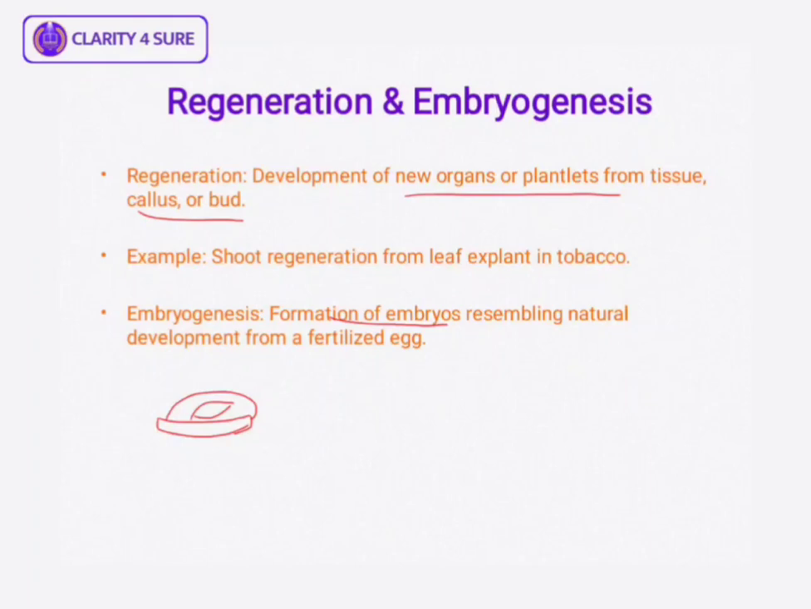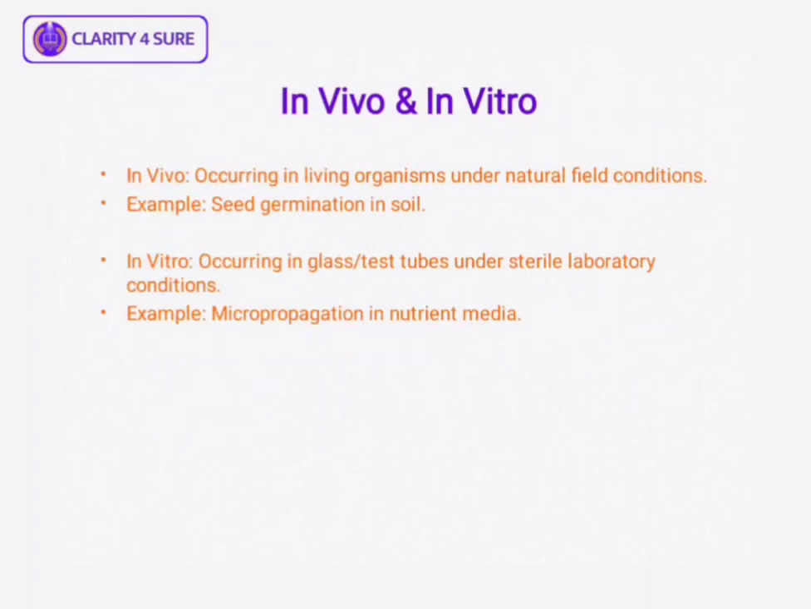Okay. Then we have in vivo and in vitro. You might have heard this term a lot of times. This is a Latin term which means in living. So processes that occur naturally in plants under field condition, that is seed germination in soil, root growth in the soil, these are in vivo because they are happening naturally under field conditions.